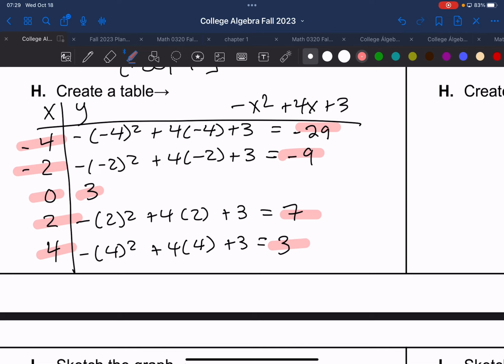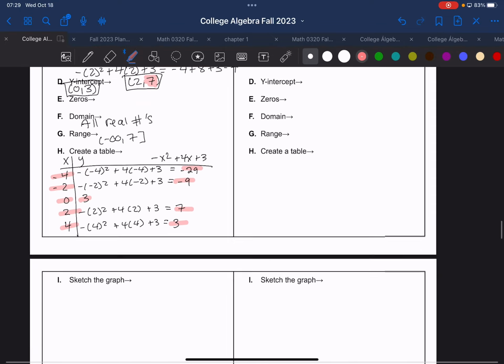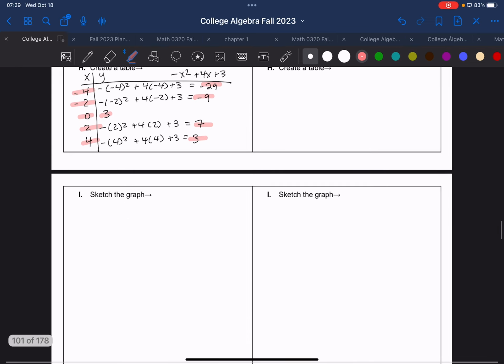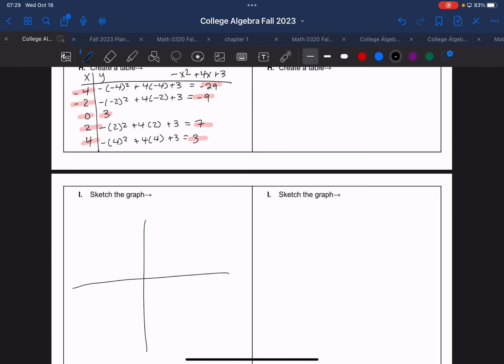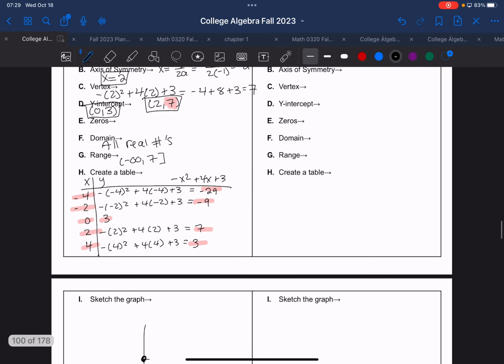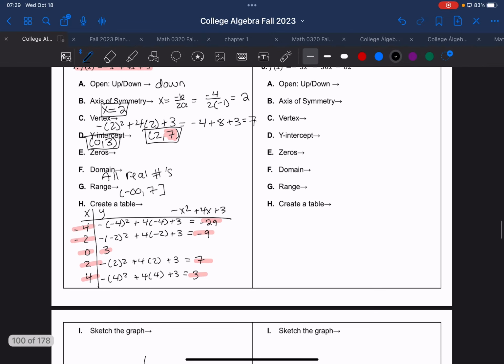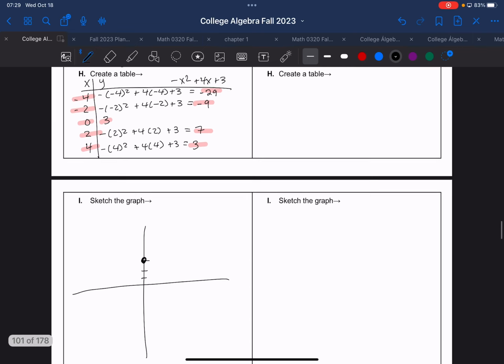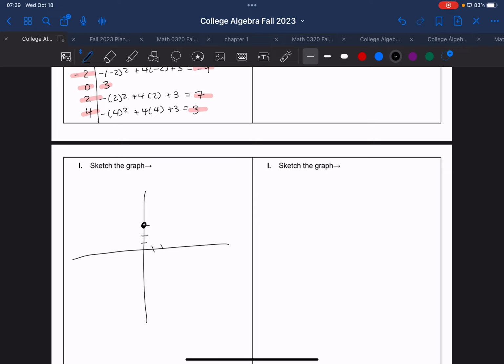So again, creating that table gives us extra points to plot. So once we have all this information, we're able to graph. And what's the first thing I should graph? Your y-intercept. And what's my y-intercept? 0, 3. Okay, then I should plot what? What's next? The vertex, which was 2, 7. I'm going to say it's all the way up here.